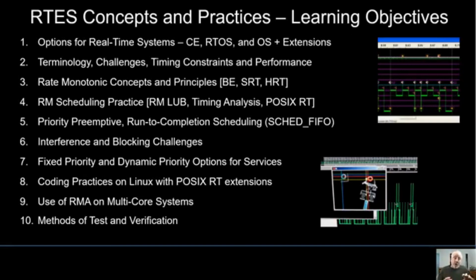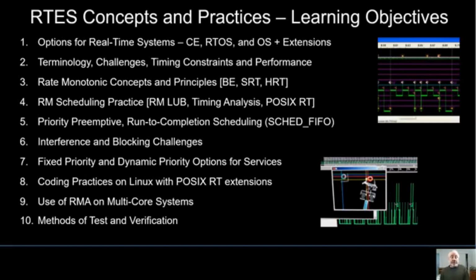For completeness, we'll talk about hardware options where you use no software as well. That is a possibility. We'll talk about coding practices on Linux with POSIX real-time extensions. So the nitty-gritty, the details of how do I code services. We'll have a number of code walkthroughs, some of them built into the material, some of them as optional code walkthroughs that may help you as you implement code to address the assignments we have, and in the final course, the project that we have for you.